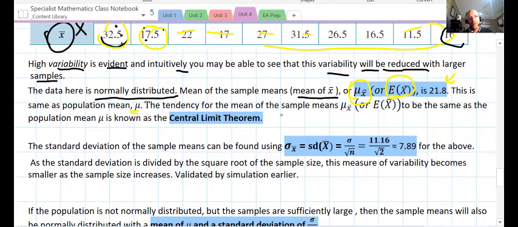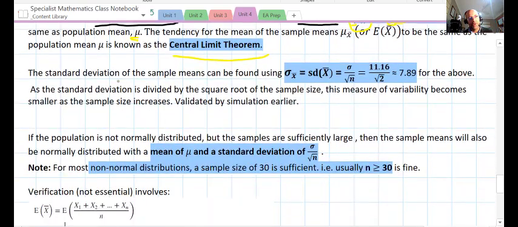Okay, the tendency for the mean of the sample means to be the same as the population mean is known as the central limit theorem, and that's exactly what it is for normally distributed data. Okay, for a normal distribution.